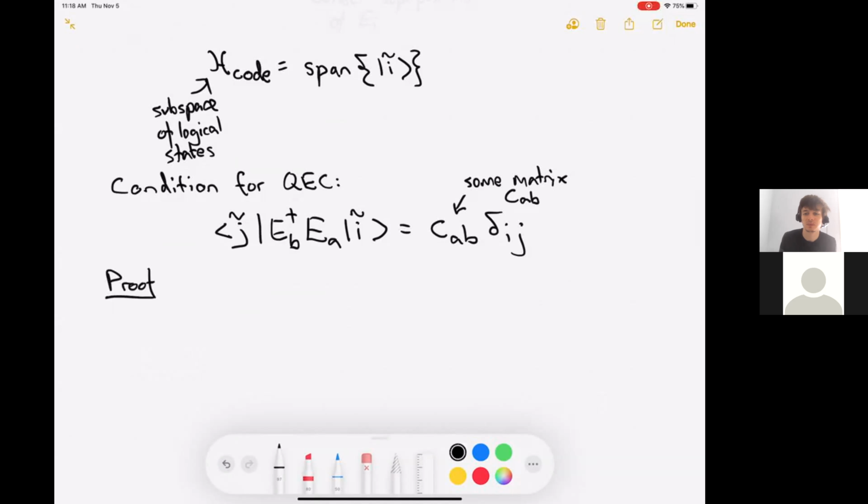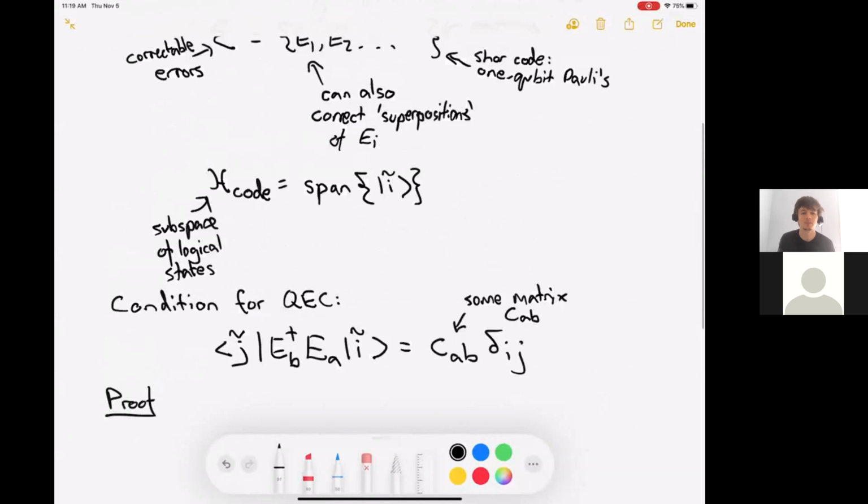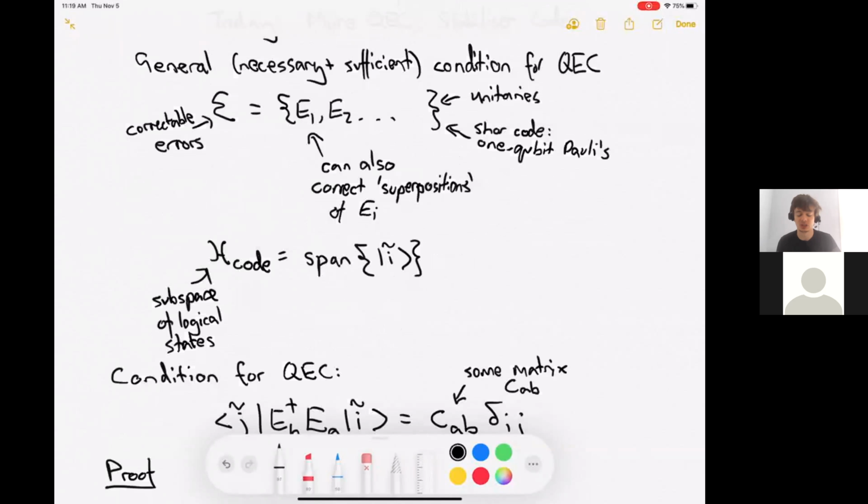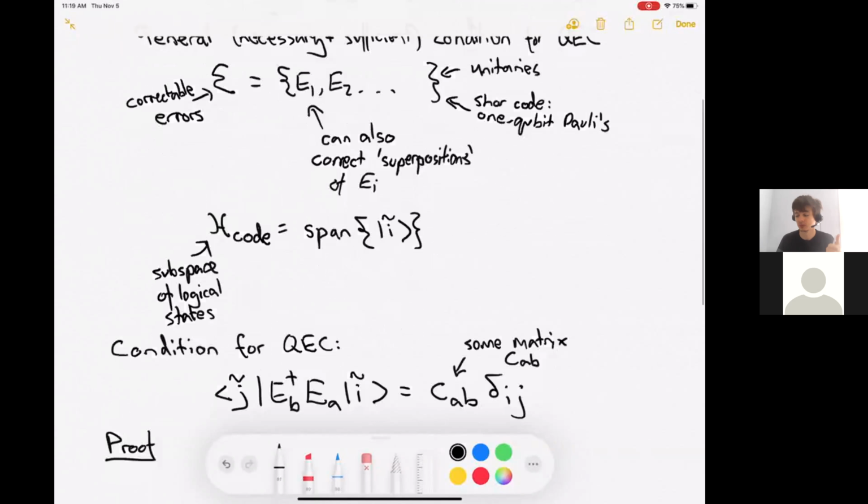Quick question. Yep. The E's, you said there's a finite number of E's, but then because you can consider superpositions, it's infinite. Did I get that correct? Yep, that's correct. Exactly. So the E's for the Shor code would just be the identity, X acting on the first qubit, Y acting on the first qubit, Z acting on the first qubit, X on the second, and so on. So there'd be 1 plus 3 times 9, so 28 of them. But really, we can correct anything that happens at all to a single qubit. Cool.